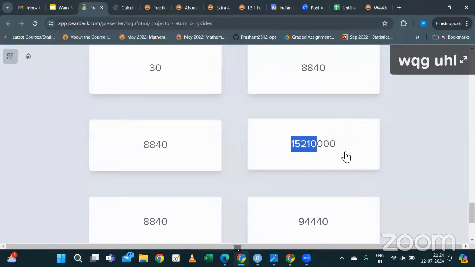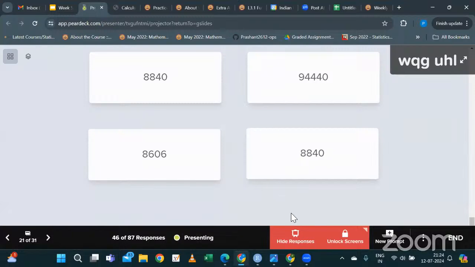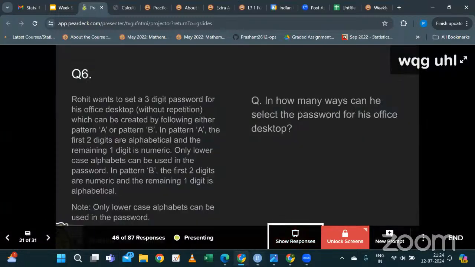Sir, maybe they have multiplied both. Yeah, that might be the case. They have multiplied together. Why did you multiply? I told you, right? This is the case of addition. Correct. In this case, we have to do addition.